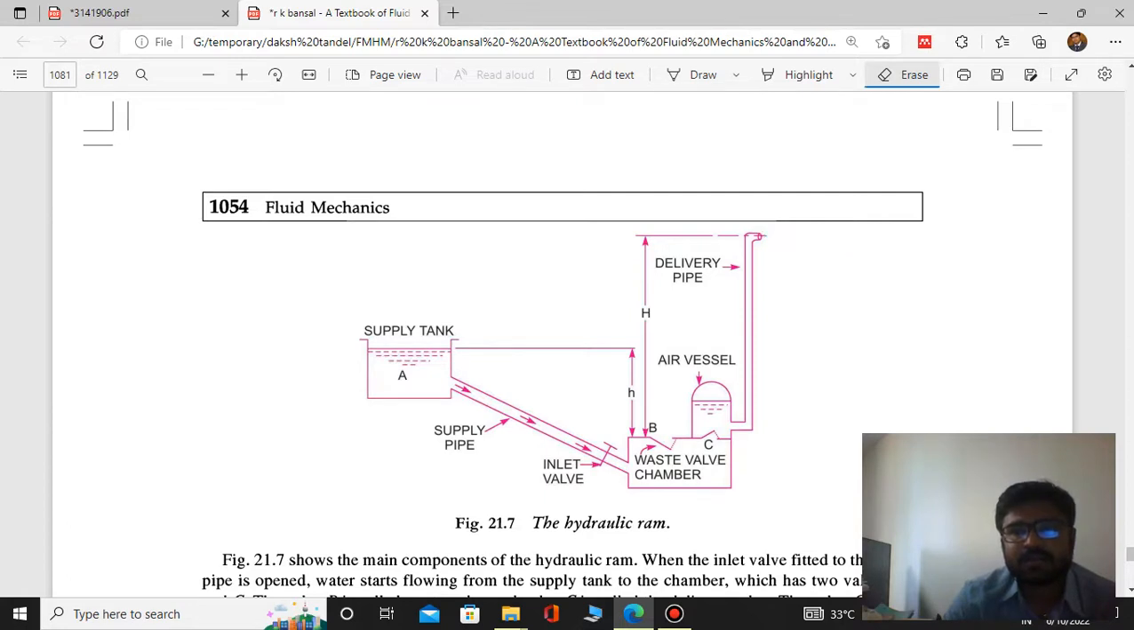So here we have the supply tank. So now whenever you will open this valve, what will happen? All water will go to this chamber.